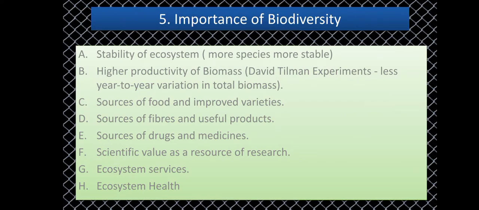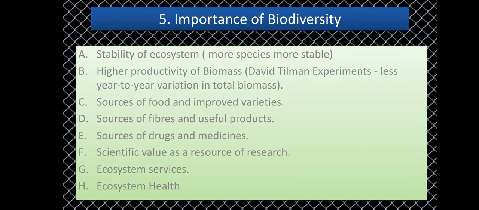Now the fifth point, importance of biodiversity. Stability of ecosystem, more species, more stable. What is the importance of biodiversity? What is its significance? This is important for stability of ecosystem. When there are more species, there will be more stability of ecosystem.